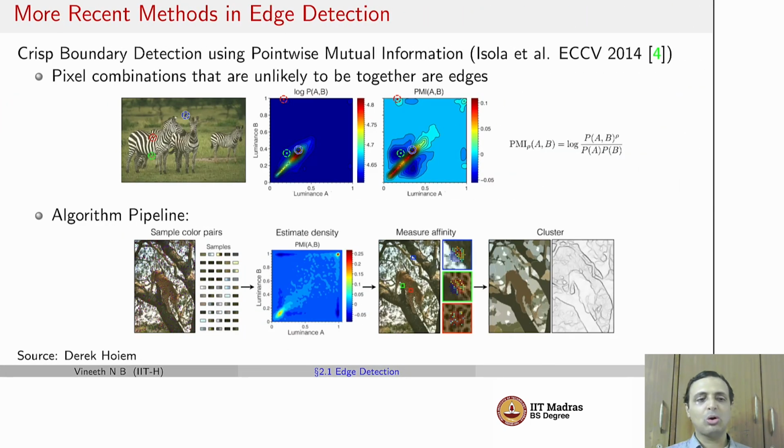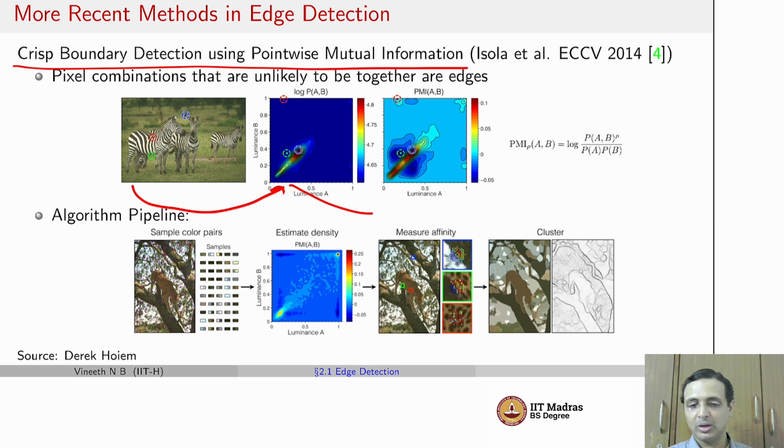One other method was called crisp boundary detection using pointwise mutual information. What this method does is it once again tries to use the idea that pixels that are edges share some common information. Right? That's where the pointwise mutual information comes in. So they take an image and then they plot all the pairwise co-occurrences of pixels as a density function.